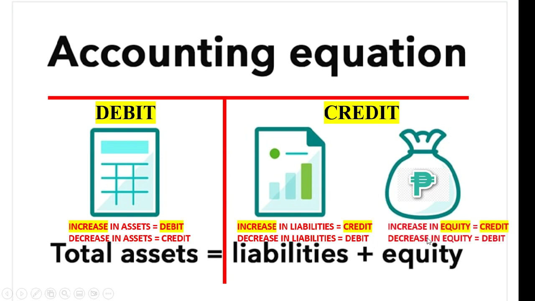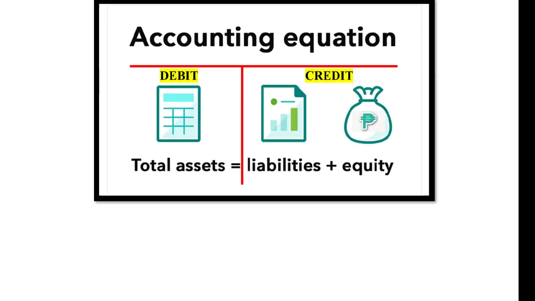Same goes true with equity. Since equity is under credit, this means that if you want to increase equity, you have to credit it. If you want to decrease equity, you have to debit it. Understand? Okay. Now, how about income and expense? Because you don't see income and expense in your basic accounting equation, you have to look at income and expense in relation to its effect on equity.